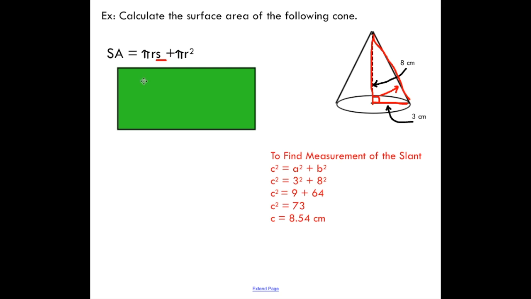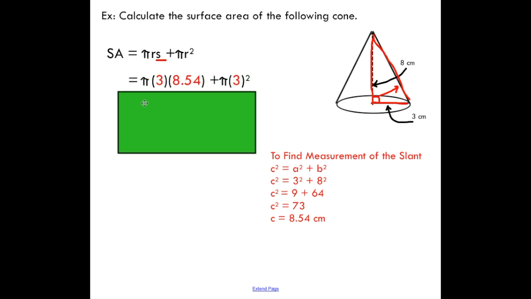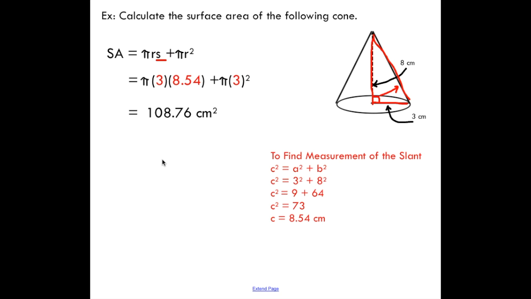So my next line will look something like this. My radius is 3. I've got my new slant height. I'm subbing in my radius here as well. Now this is going to be a little bit of calculator work, and if you just multiply these three numbers together, add pi times 3 squared, we end up with 108.76 centimeters.